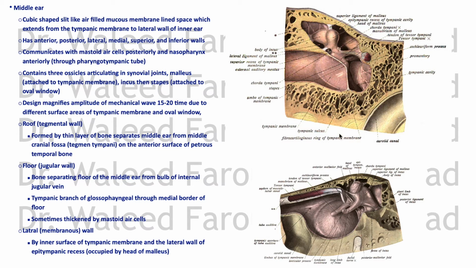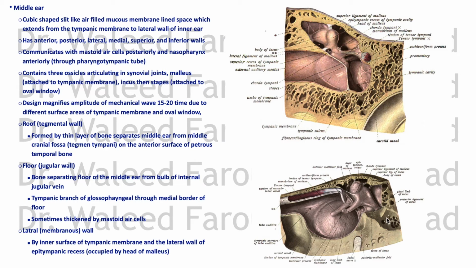In the lateral wall or membranous wall, it's simply the inside of the tympanic membrane. This is anterior, this is posterior. Towards me is medial, and this is the medial surface of the lateral wall. Now, the lateral wall is the inner side of the tympanic membrane with the malleus on it. And if you go up, see this space, the cave inside the bone. This is called the epitympanic recess. Epitympanic recess is continuous with the aditus that opens to the mastoid air cells on the posterior wall.